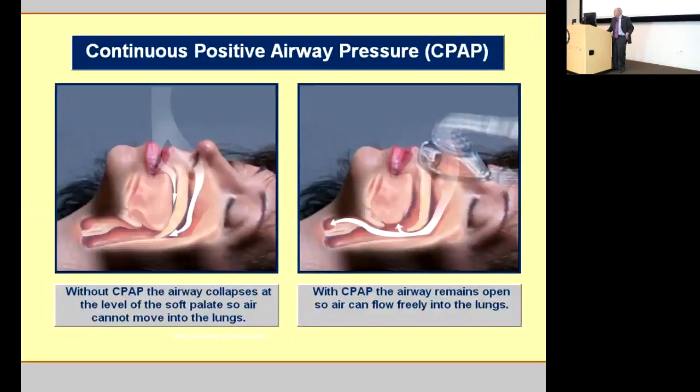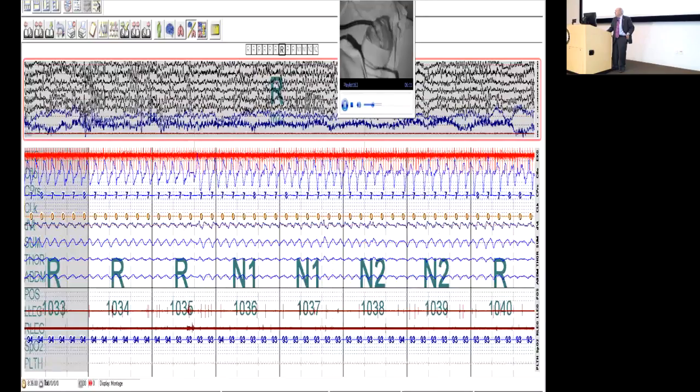So here's a CPAP, and basically it just opens the airway. It doesn't care where the obstruction is, so it's kind of a dumb approach, but it's safe, and it works. Here's the same guy after CPAP. Remember I showed the guy with all the blockages? This is in our center.